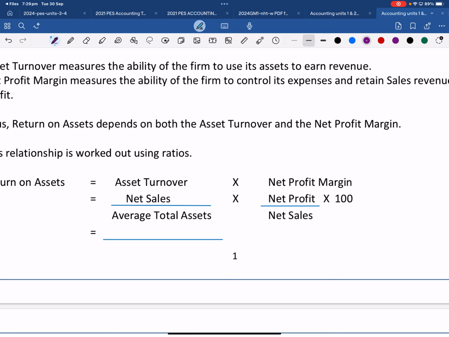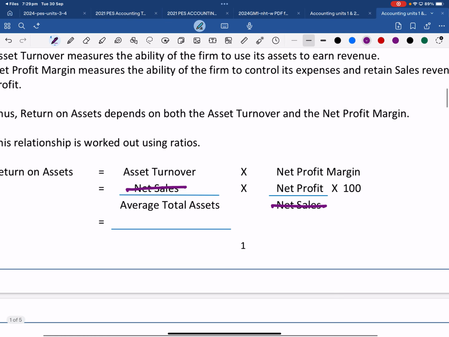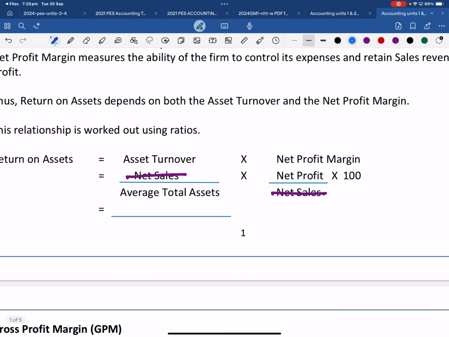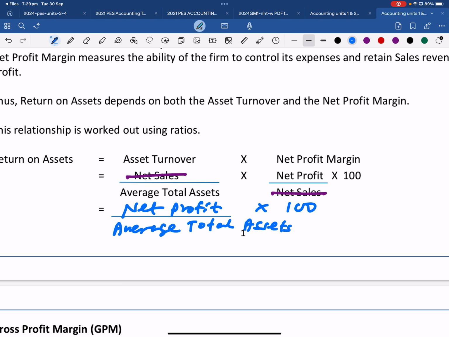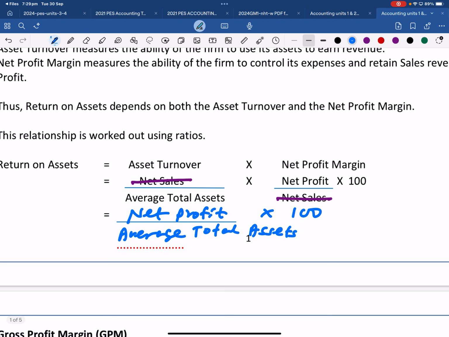Then what will happen? Net sales will get cancelled with this net sales here. What is left over? We have net profit and average total assets and 100. What is this one? Our return on assets, guys.